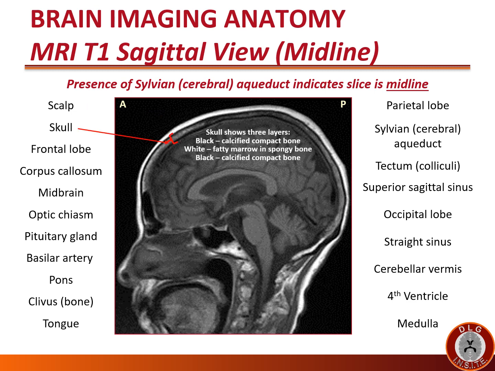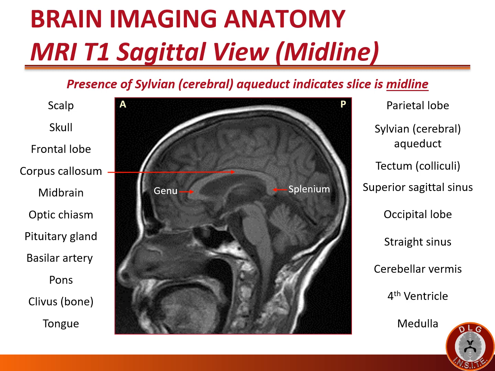The next layer is the skull, and note that the skull has 3 distinct layers that are different colors on an MRI. The outer layer is black or hypointense, composed of calcified compact bone. The middle layer, the white layer, is composed of fatty marrow in the spongy bone, and then the innermost layer is also black, once again composed of calcified compact bone. The front part of the brain is, not surprisingly, the frontal lobe.